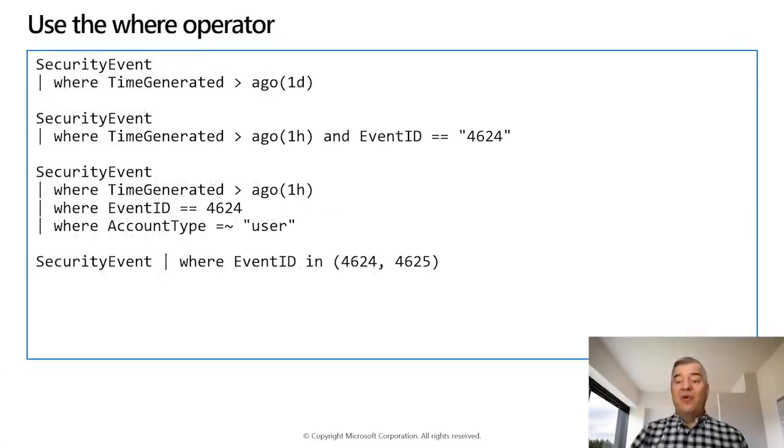The where operator filters a table to the subset of rows that satisfy a predicate. So in this example, you can see that we're saying, I want to see everything in the SecurityEvent table where TimeGenerated is greater than ago(1d), or where TimeGenerated was greater than ago(1h), and the EventID is equal to 4624. So you use the where operator to filter your statements to a subset of rows.